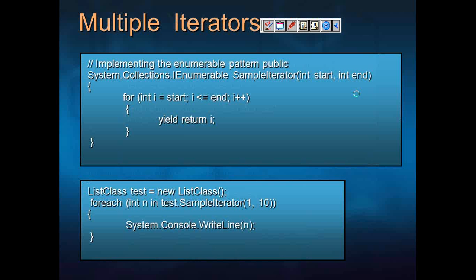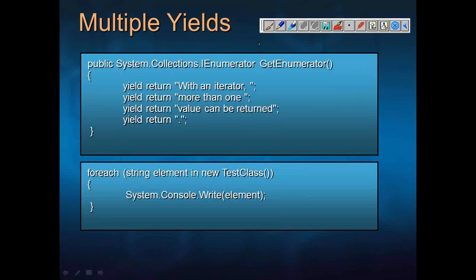In the iterator, you can have multiple yield return statements also. For example, instead of returning from a loop, I am just writing yield return, yield return, yield return. So first time it will return this, second time it will return this, third time it will return this. So multiple yield return statements are possible.